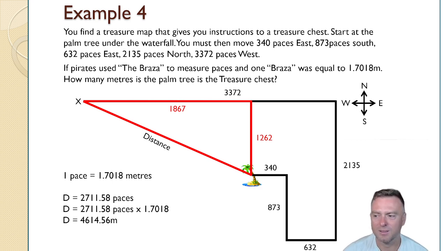My hint, this is absolute gold for you for doing problem solving. When doing this, I would highlight all the different keywords and all the measurements, the 340, 873, just so that your eye doesn't get as strained when you're trying to work through this.